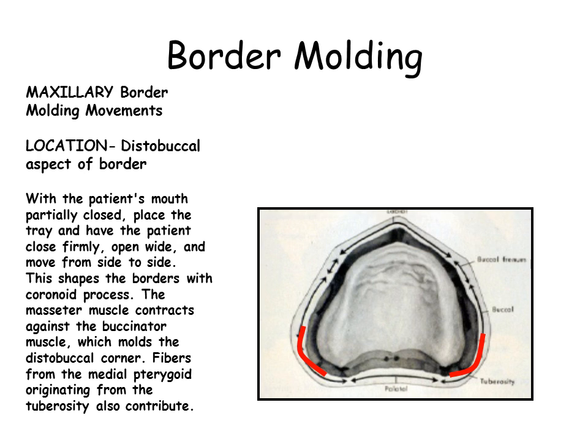The distobuccal aspect is border molded by asking the patient to open and close, and move the jaw side to side. The custom tray should not interfere with this movement. Border molding is usually done bilaterally.